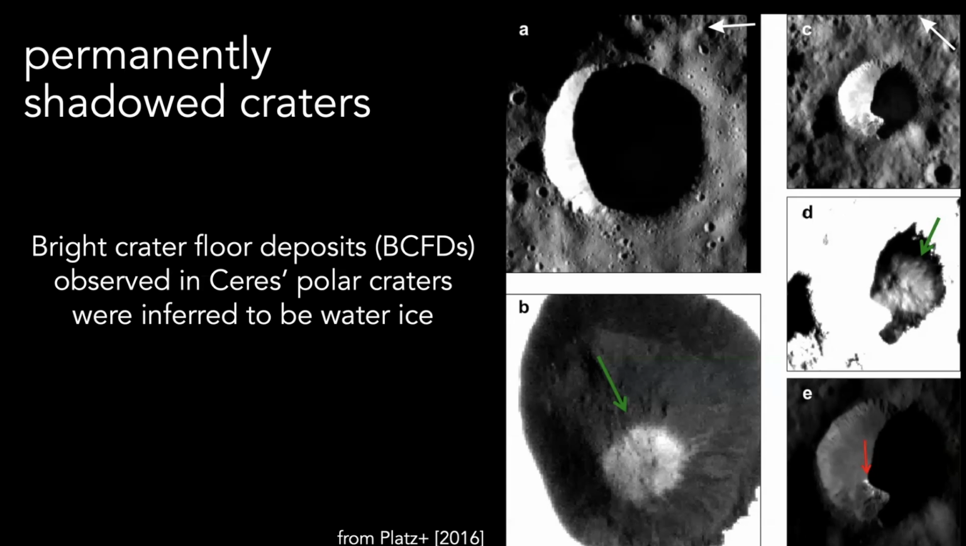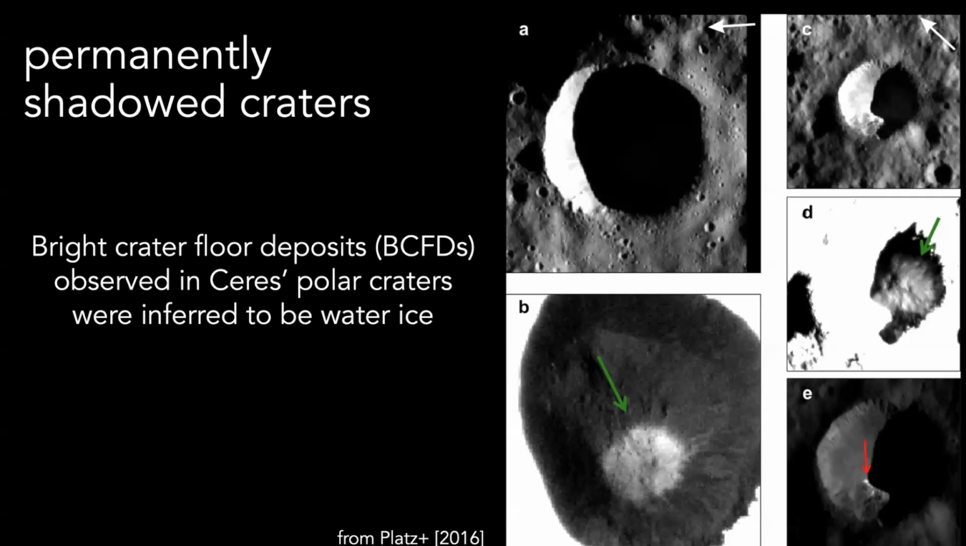And because this bright material is inside the shadow where temperatures are predicted to be cold enough for water ice stability, these bright deposits, which were termed bright crater floor deposits or BCFDs, were inferred to be water ice. And in one case, which you can see in the very bottom right image, the bright material extended just outside the shadow onto the illuminated part of the crater floor, and the VIR instrument was able to spectroscopically confirm the presence of water ice on the surface.